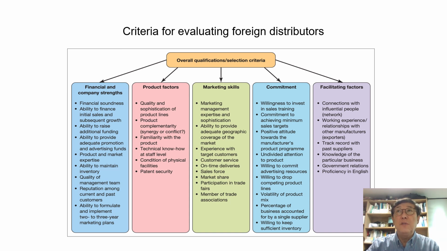The last one is facilitating. Facilitate means to make things go easier. So it includes connections they have, experience, government relations, and also, importantly, proficiency in English. If you want to communicate with them and their English is so bad, then miscommunication is a very serious issue. So being proficient in English is another important factor when you select the right intermediary.